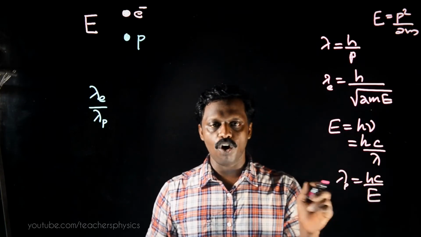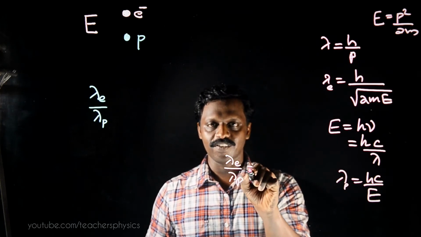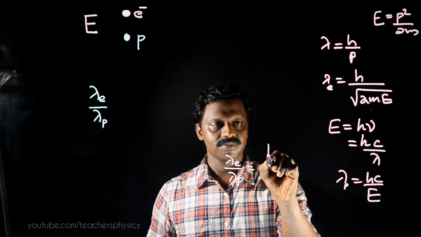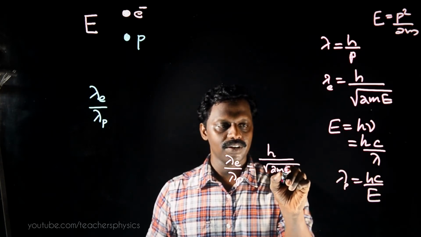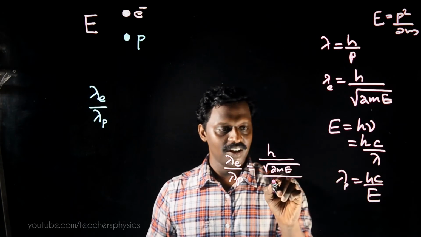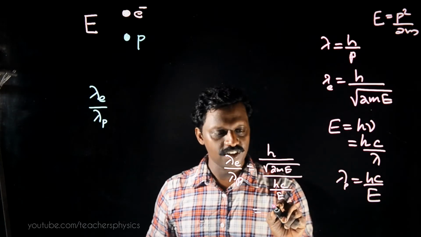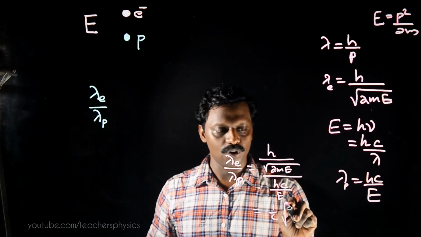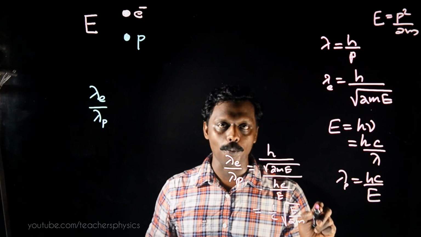Therefore, the ratio of the wavelength of the electron to that of the photon is given by h over root of 2mE divided by hc over E, which is 1 by c times root of E over 2m. The answer is option 4.